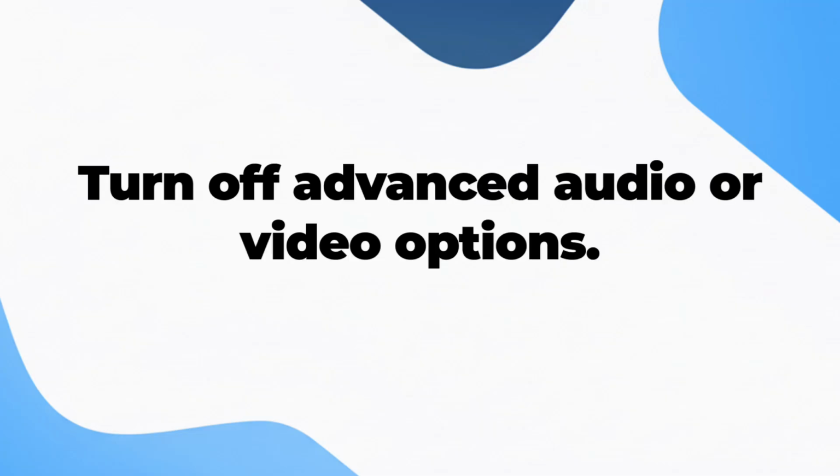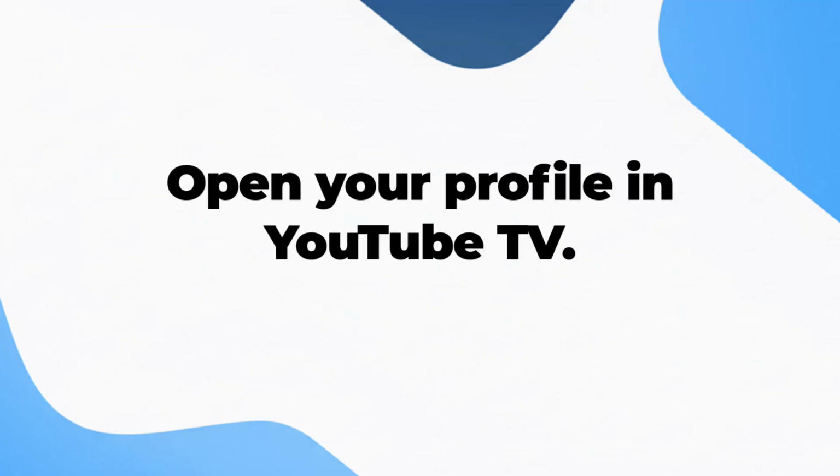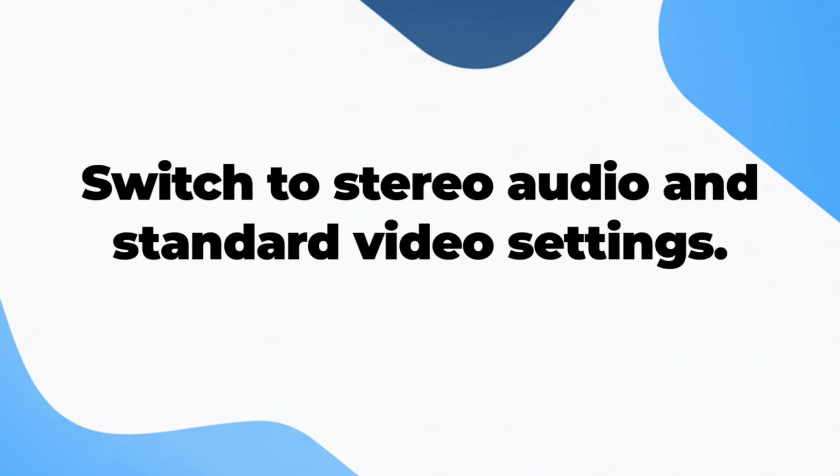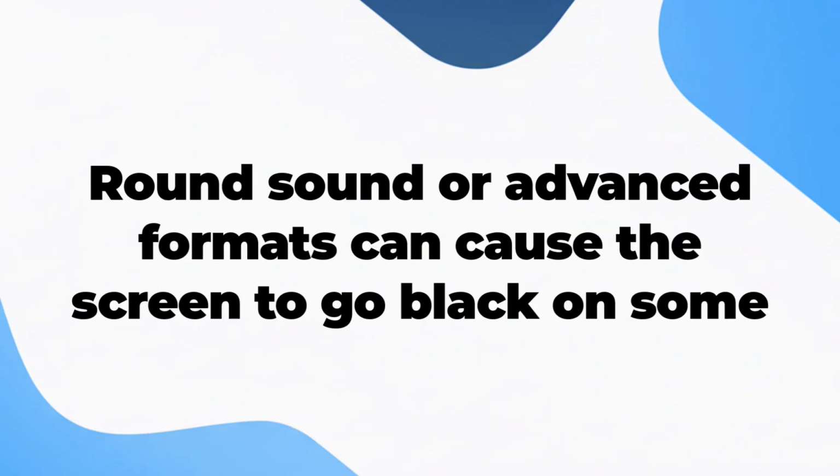Step 4. Turn off advanced audio or video options. Open your profile in YouTube TV, go to Settings, then open Video and Audio. Switch to stereo audio and standard video settings. Surround sound or advanced formats can cause the screen to go black on some devices.